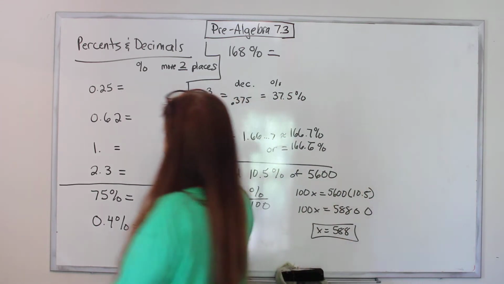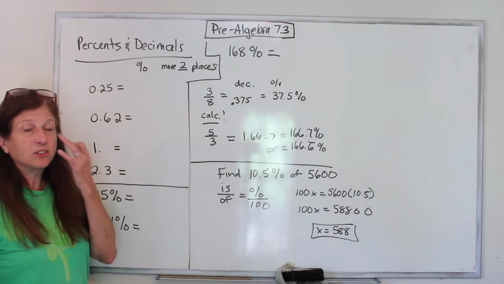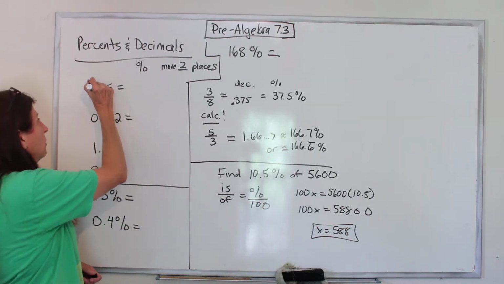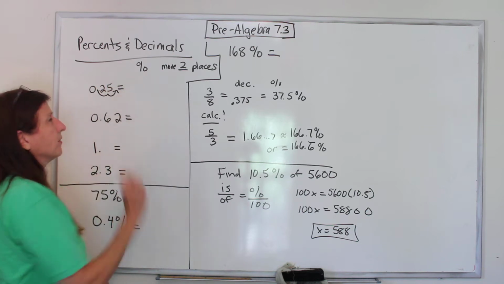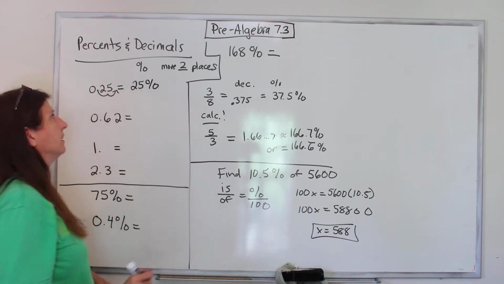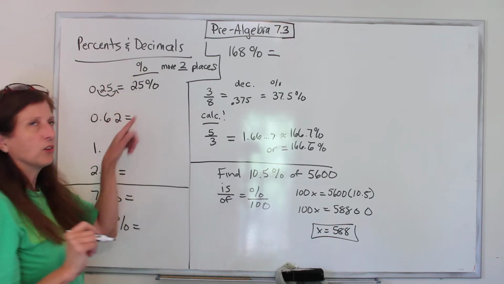Move it 2 places. So we take our decimal, and I like to do it with sound effects because it's more fun. It's more like you're playing a video game. Whoop, whoop. So there it was, I moved it 2 places, so this is 25%. Ta-da! See, I'm putting it under the percent sign.